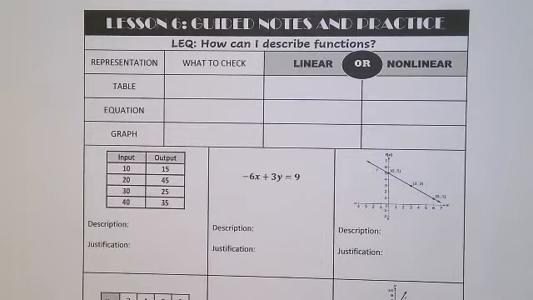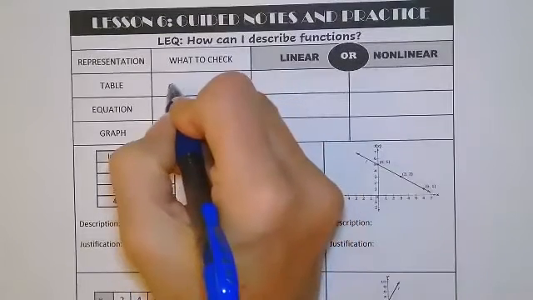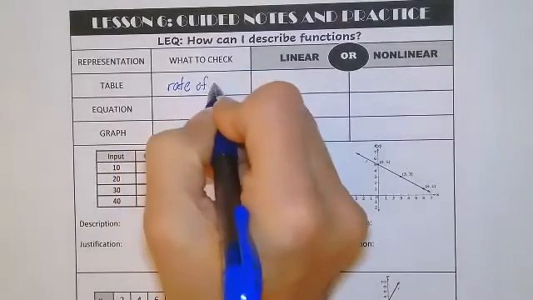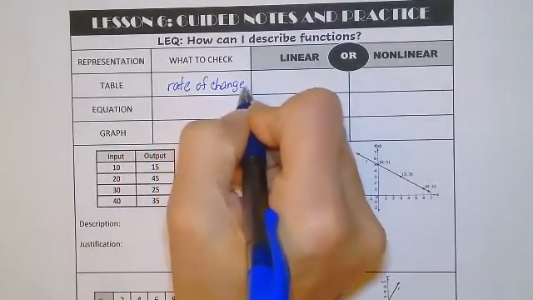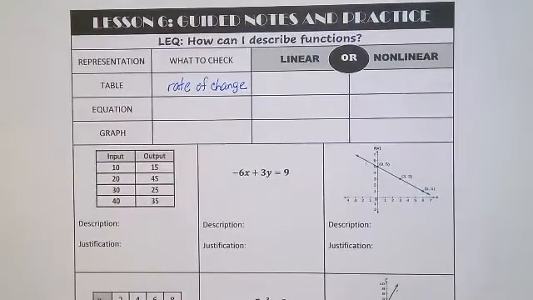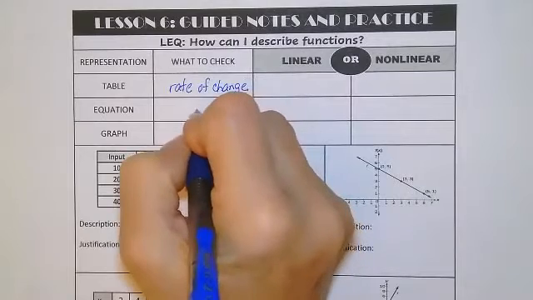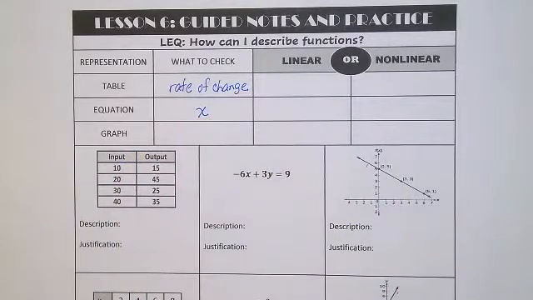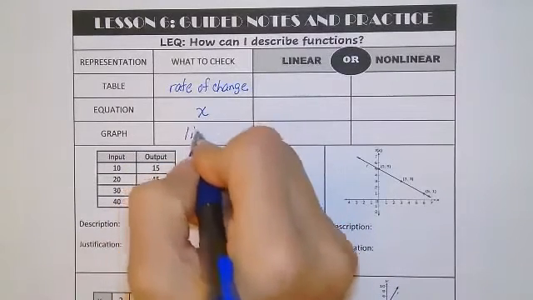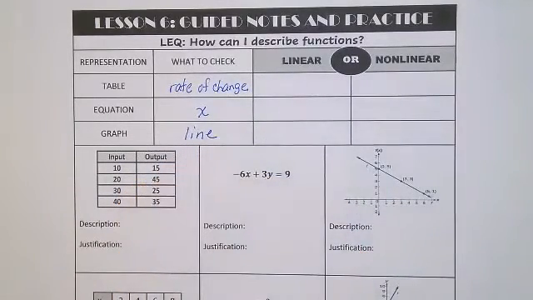And there were certain things that we checked with each of those representations, and it helped us determine whether the function would end up being linear or nonlinear. So when it was a table, we checked the rate of change. When we were looking at the equations, we looked at x in the equation to see if there was an exponent or not. And for a graph, we looked at the line created when we graphed the function.